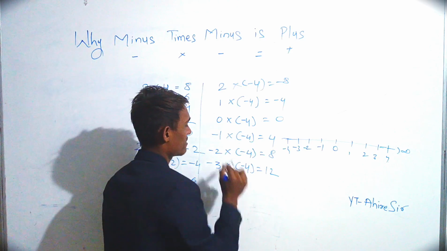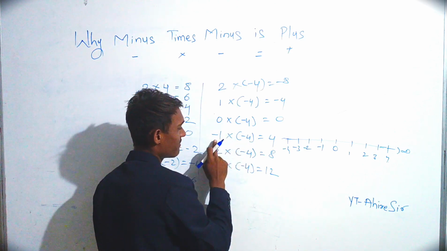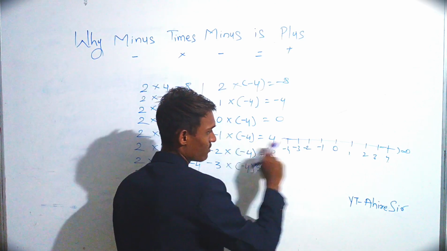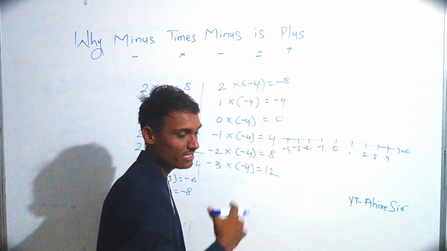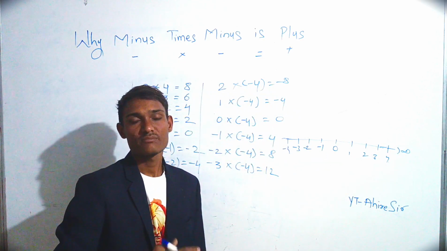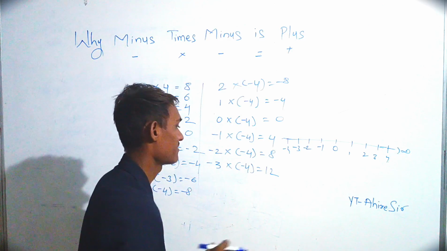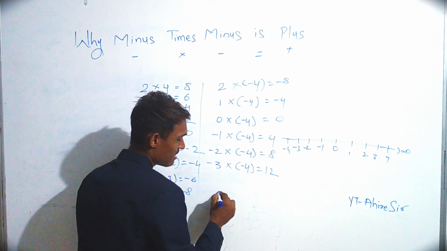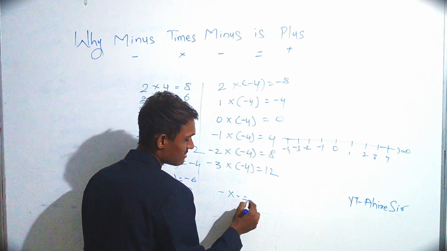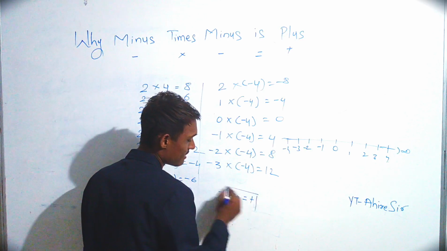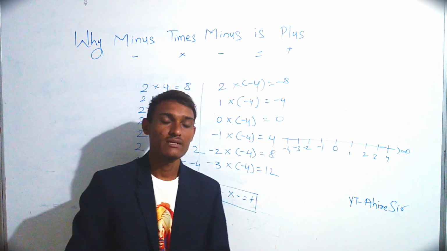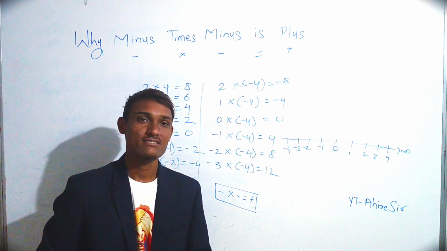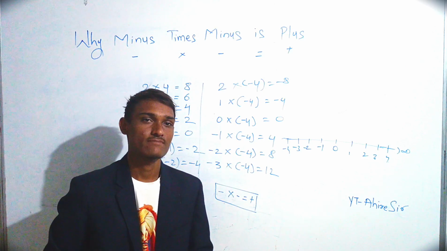But when we multiply minus 1 into minus 4, it again goes to the other side, the positive side. By the same logic, minus into minus is plus. By using three methods, we proved that minus of minus is plus.